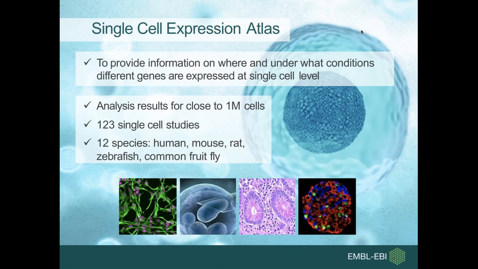So that's all the background information on the technologies. And now I'm going to move on to introducing the Single Cell Expression Atlas, which is a resource maintained by our team at the EBI, which tries to provide information on where and under what conditions different genes are expressed at the level of individual cells. At the moment, it contains analysis results for close to a million cells, and we have 123 single cell studies. The number is constantly increasing, and we're just ahead of a new release, so it's going to be substantially higher soon. And all this is shown across different species. At the moment, we have data from 12 species, including all the major model organisms and humans, of course.